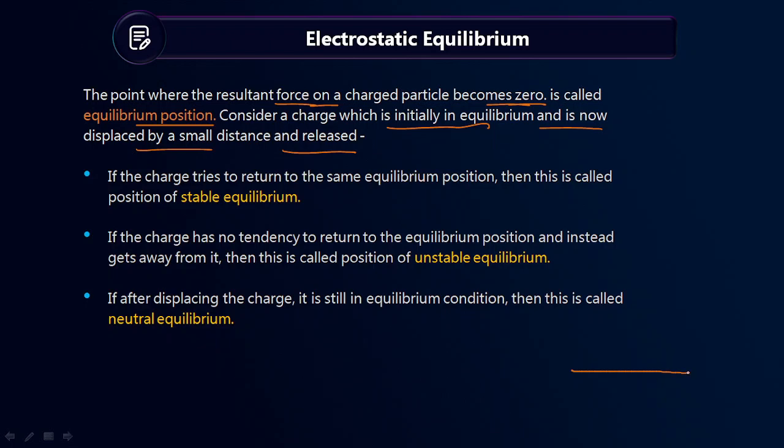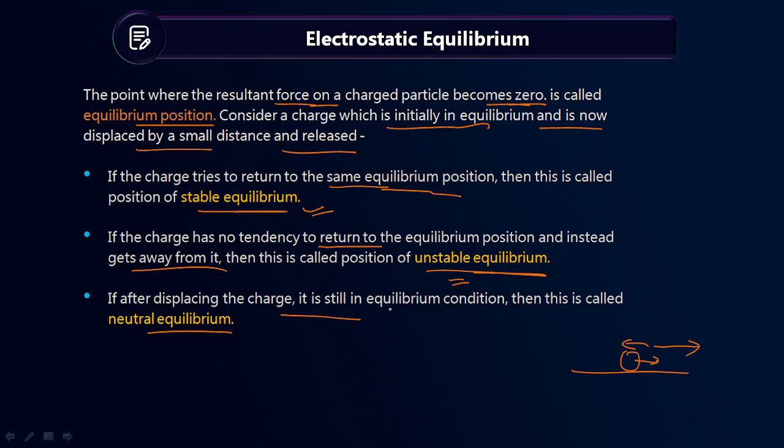If you remember the work power energy concept, we say that if you displace a particle by a small displacement and it moves away, that means the equilibrium was unstable. If it returns back to its original condition, then it is a stable equilibrium. If it remains in whatever position we leave it, that means neutral equilibrium. So if we displace the charged particle from its initial condition and it tries to return to the same equilibrium position, then it is called a stable equilibrium position. If the charge has no tendency to return, meaning it moves away, then it is called unstable equilibrium.